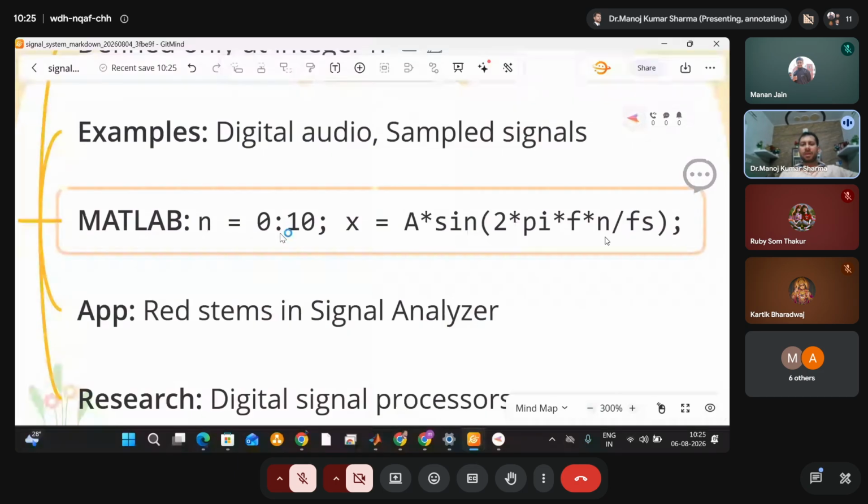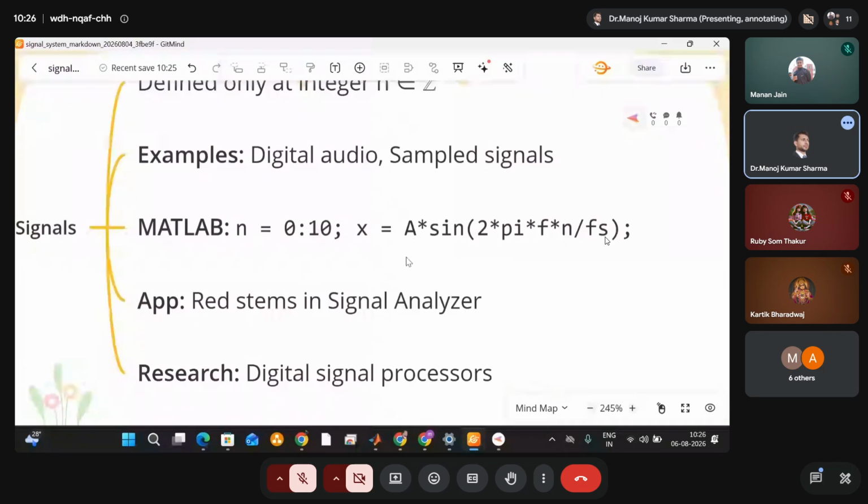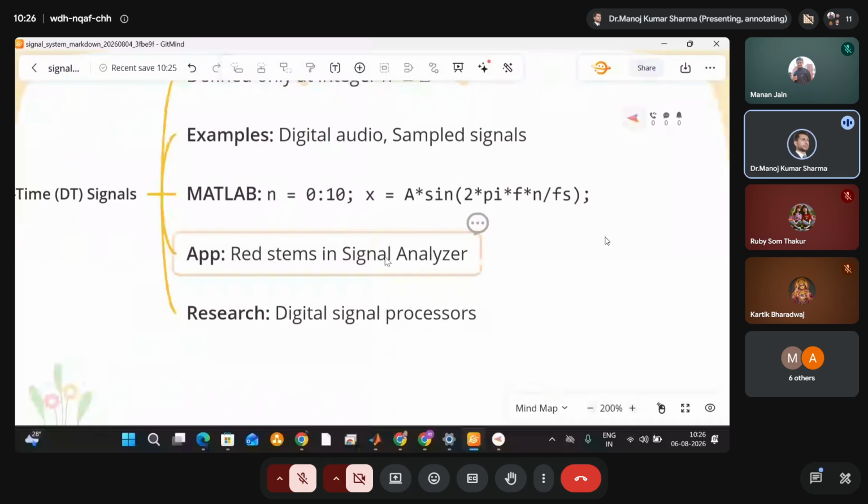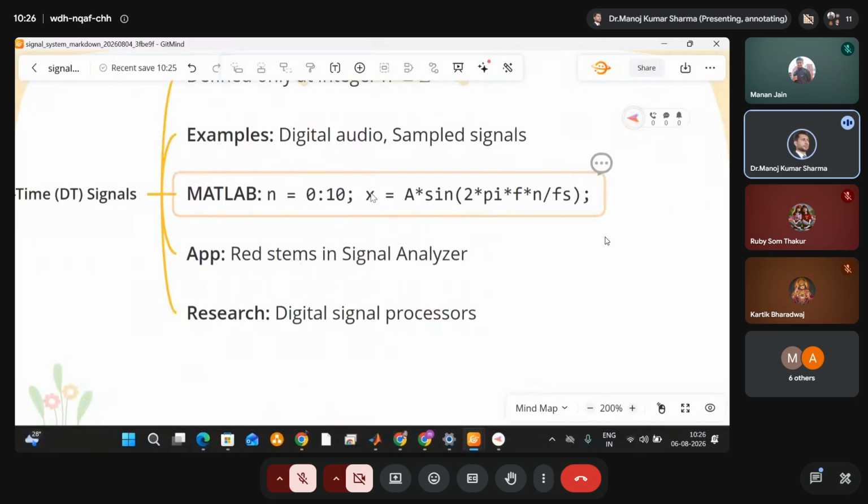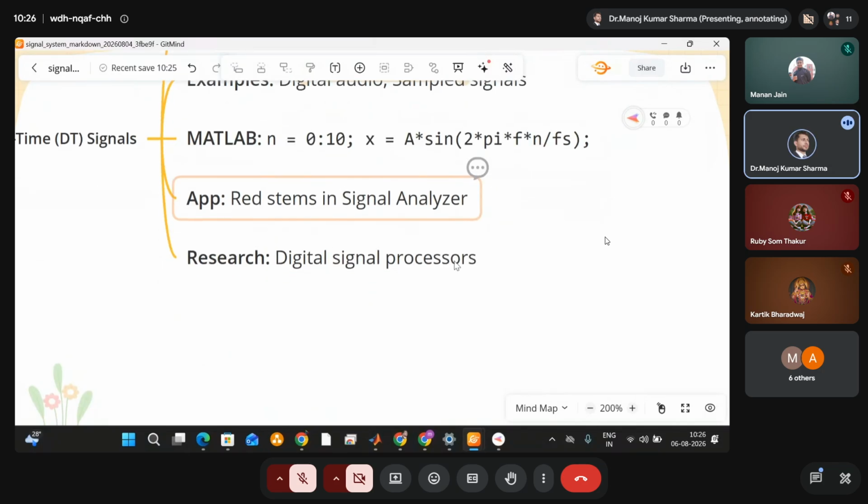For producing a discrete time signal, we will take 10 samples from 0 to 10, and x will be sine 2 pi f into n by fs. Here fs is the sampling frequency. Then we can use the function stem in MATLAB to analyze this wave in a discrete way.